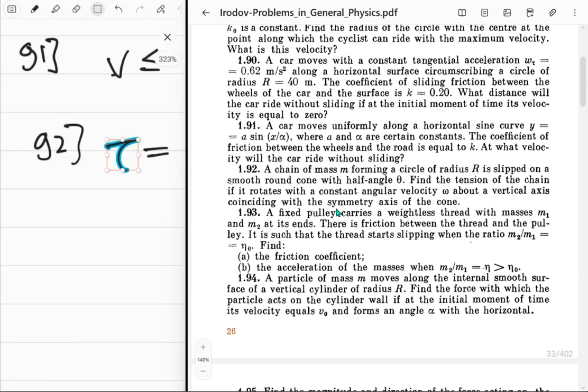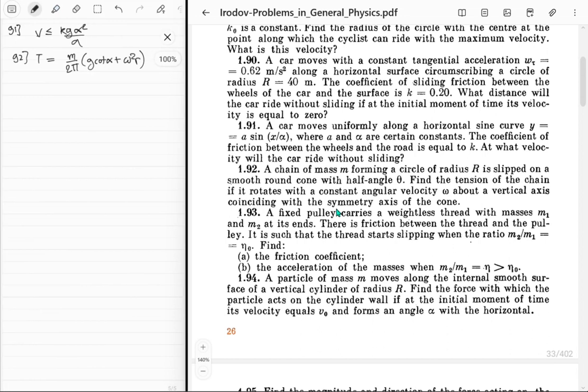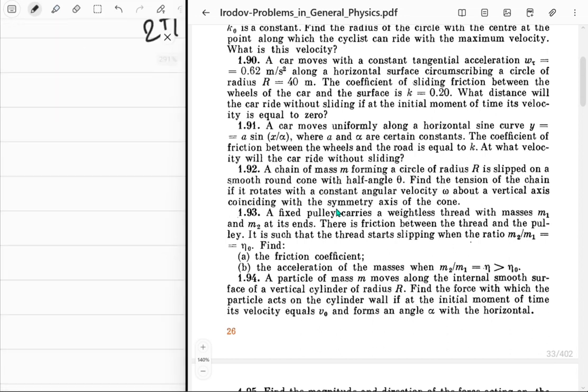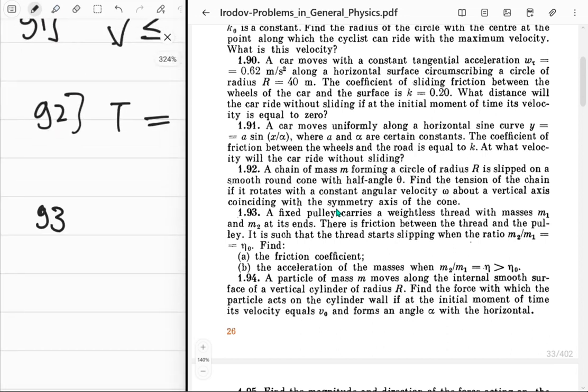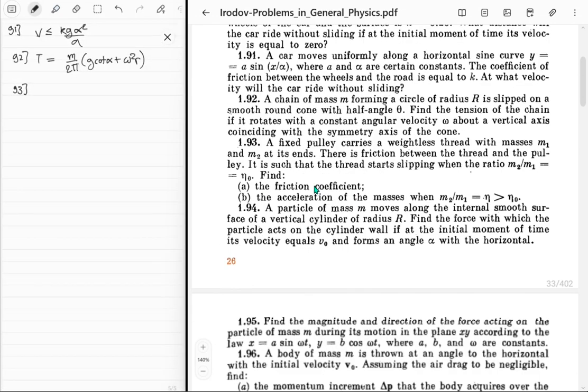Awesome. In fact, this is so general that we can keep it as a formula kind of thing, whatever. 93. It's a nice question.